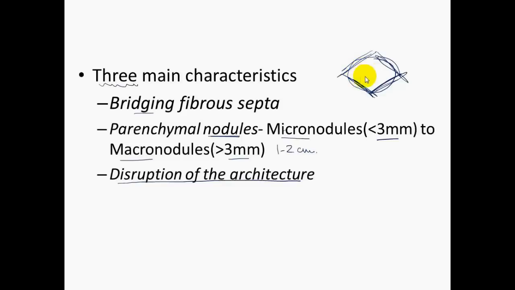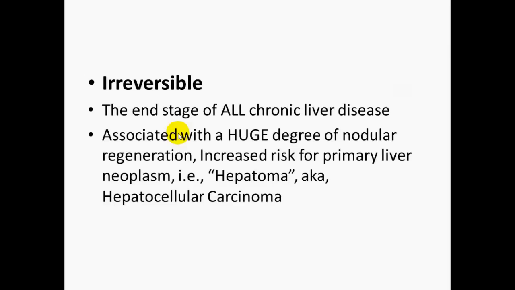you cannot expect to see your lovely hexagonal structure of the liver, right? That hexagonal structure will not be seen, so there will be a complete disruption of the architecture. So you cannot forget these three important characteristics of cirrhosis.